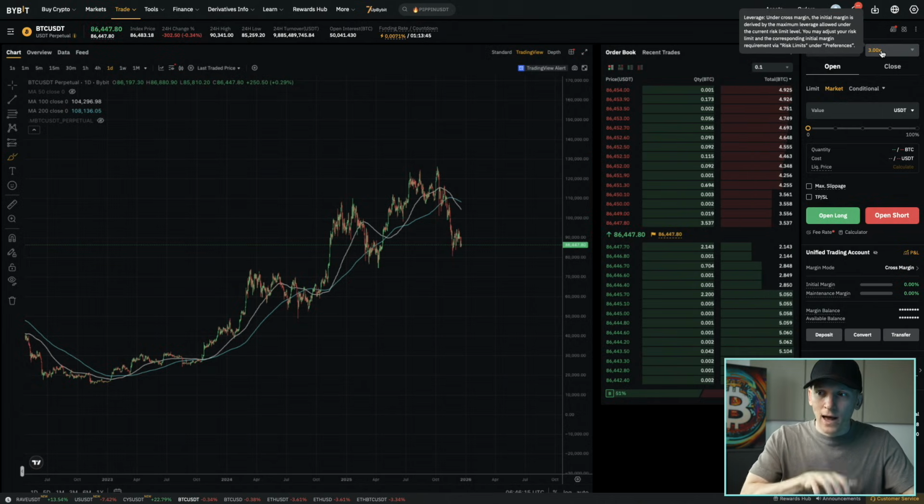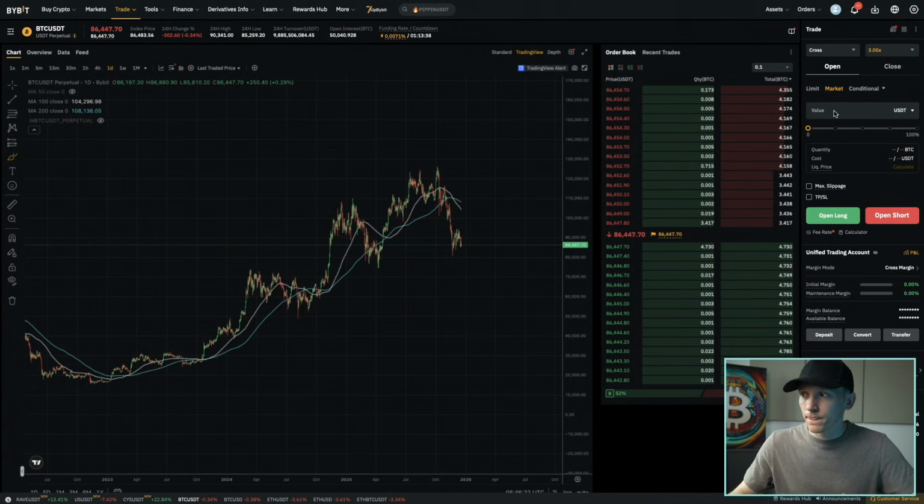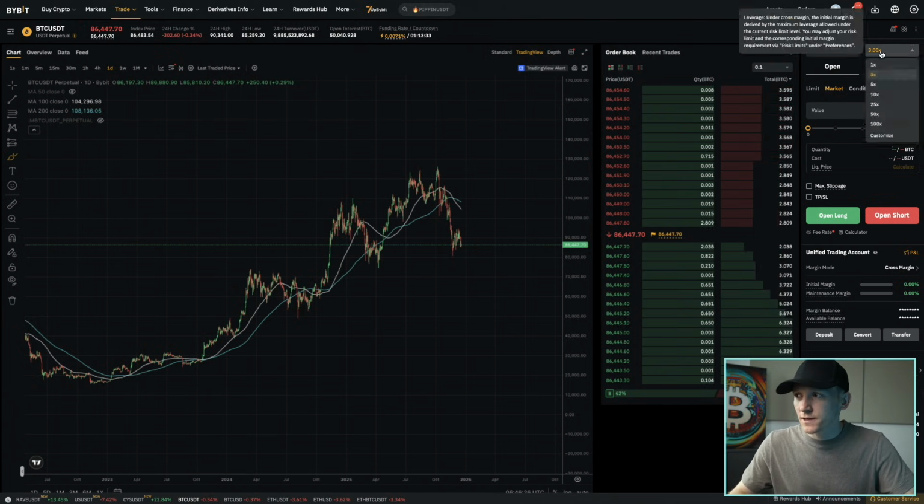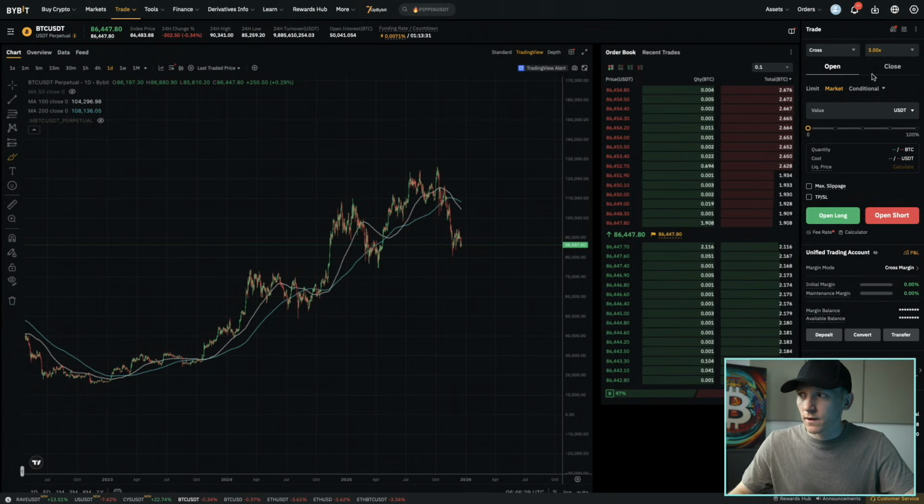So the leverage is how much cash you have there to pay for the position versus your actual position in the market. So a 3x leverage means essentially I have to pay for 33% of the trade. You can change the leverage as you want. What leverage does is change your liquidation price.